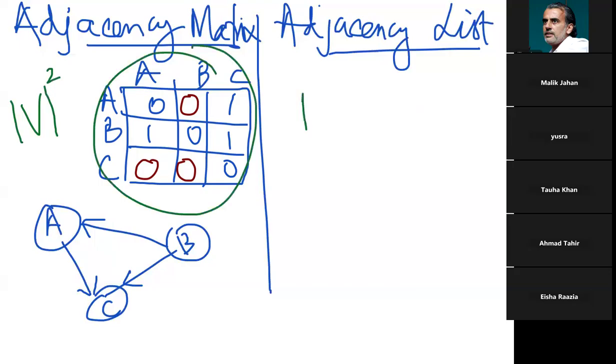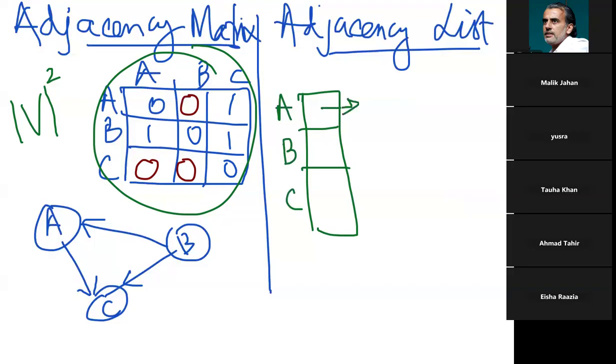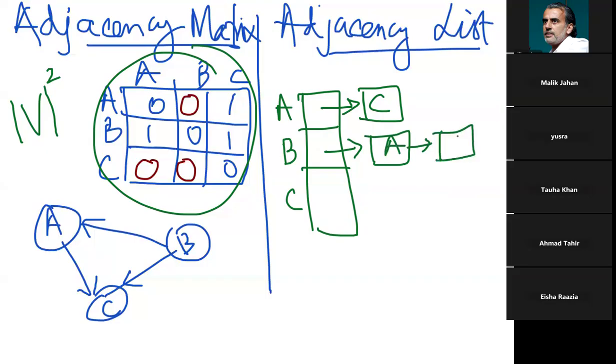Now, adjacency list says that we create a list of all vertices first, and then we append only the immediate adjacent vertices of A. C is adjacent to A, so that will come over here in the list of A. B is not adjacent to A, which means there is no direct edge from A to B, so B won't come in the list of A. But if you think of B, we can go to A directly from B, and we can go to C directly from B. In other words, A and C are adjacent to B, so we put them over here in any order. This order does not matter. We can write them as A, C, or as C, A.